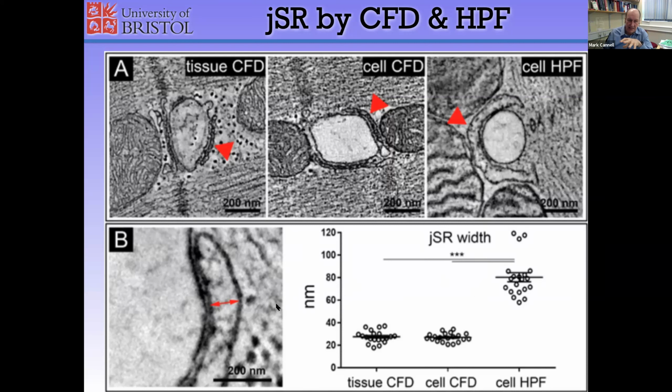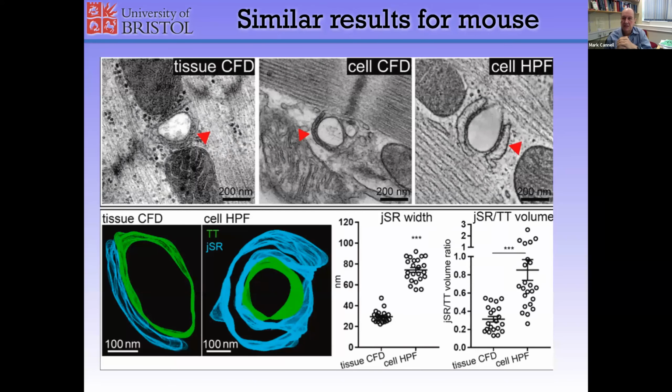The data is summarized here. If we measure from the tomogram, we can measure orthogonally from the surface. We can actually measure the exact height of the junction. We can see here that the junctional width seen with high pressure freezing is much larger than for glutaraldehyde fixation. And we see essentially the same thing in mouse. And there's some renderings here of the membranes in blue. This is the junctional sarcoplasmic reticulum in blue by high pressure freezing. And it looks quite different from the chemical fixation method.